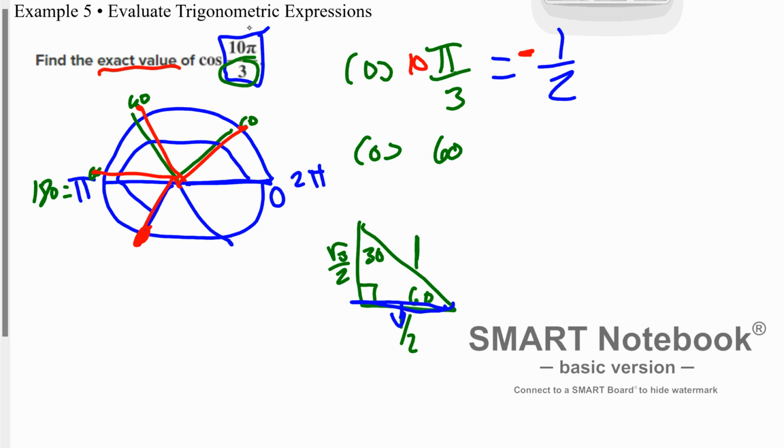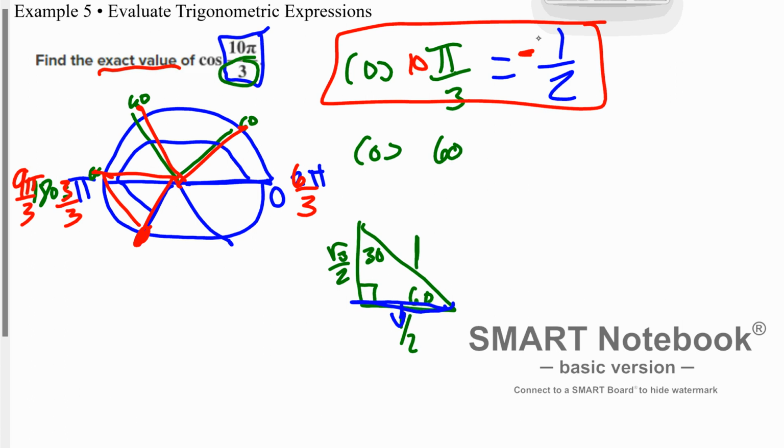You can also just look at, this would be 3 pi thirds, and this would be 6 pi thirds. So this would then be 9 pi thirds. So 10 pi thirds would just be one more in the third quadrant. So there's our exact value answer, negative 1/2.